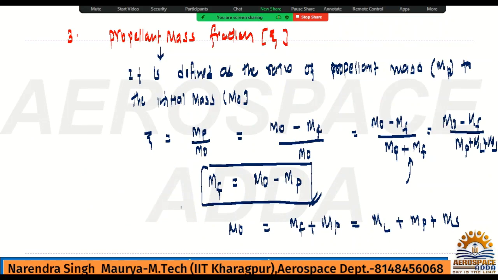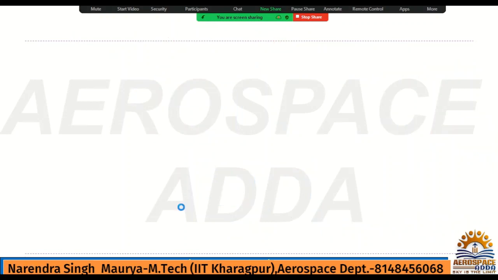You need to be careful, otherwise you may get so much confusion while solving numericals. So each and every line you need to understand. Another format is also possible, because the propellant mass fraction is very important from a numerical point of view. What I told you is that the propellant mass fraction is nothing but the mass of the propellant mp divided by the initial mass of the system.